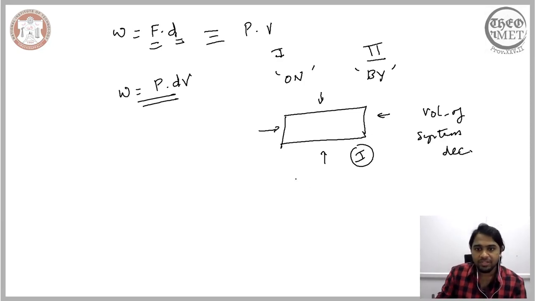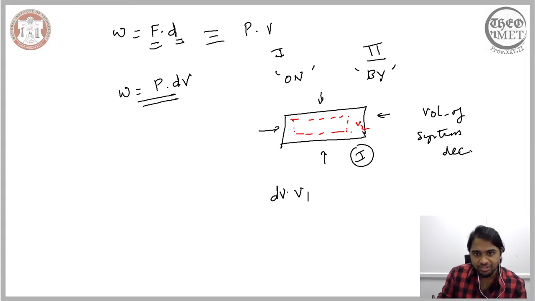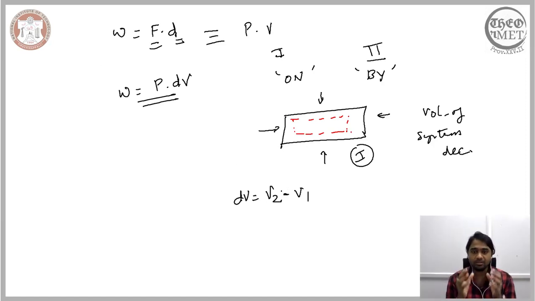So if the initial volume is V1, and because of this pressure the system has reduced its volume and reached a smaller volume of V2, then for the simplistic case the change in the volume, dV, will be the difference between the final volume and the initial volume. So we are considering a simplistic case wherein the work is done on the system, we as the surroundings are doing a work on the system, and therefore in response to this work the volume of the system is reducing.